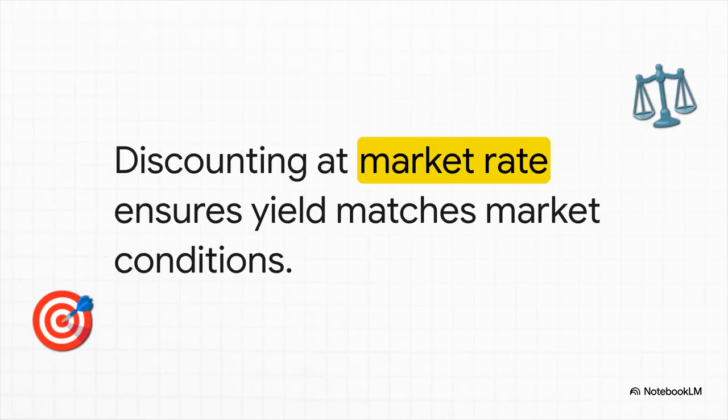Okay, so let's look at the why behind the math. Why do we discount using the market rate instead of the stated rate? Well, discounting at that effective market rate ensures that the bond's yield to maturity, its ultimate rate of return to the investor, perfectly matches the reality of the market when it's sold. Plus, it mathematically guarantees that when the bond finally matures, its value is going to perfectly equal its face amount. It basically brings the whole thing into perfect financial equilibrium.